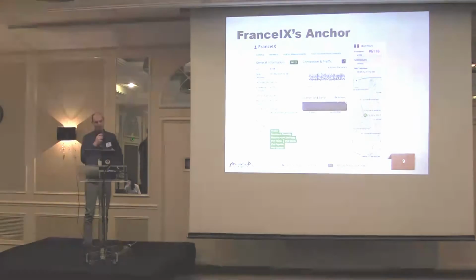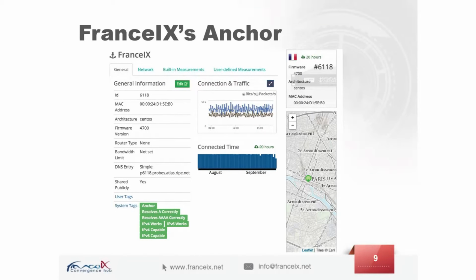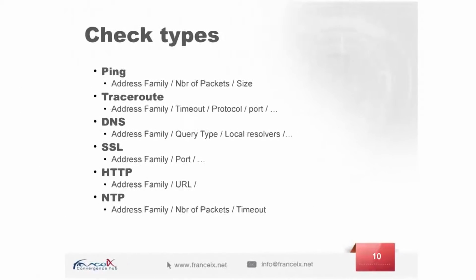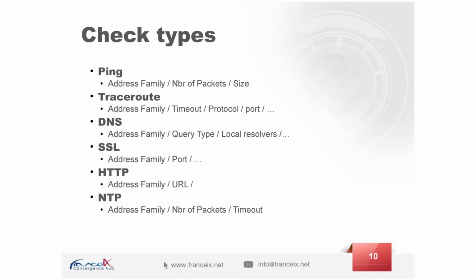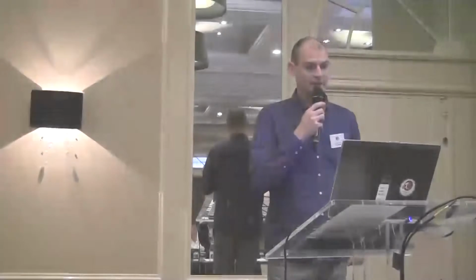So RIPE Atlas, at FENIOUX we're hosting an anchor. We have a web page where you can find some details about it. And the aim is to program some checks on the probe or on the anchor. And you can do some ping, traceroute, DNS, SSL, HTTP, and NTP checks. So here you are really checking how the data plane is acting. And you can also add some options like the address family, IPv4, IPv6, or the number of packets, and a lot of other interesting options.